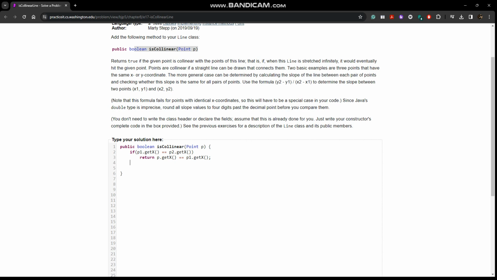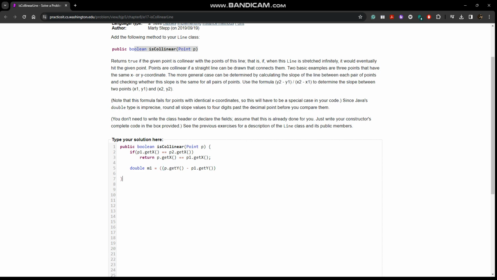So let's get into our second part where we use this formula, y2 minus y1 divided by x2 minus x1, right? So we're going to be doing this by creating two values, two doubles in fact, because it's decimal points. So I'm going to write double m1 is equal to p.getY minus p1.getY. So let me write parentheses here first.